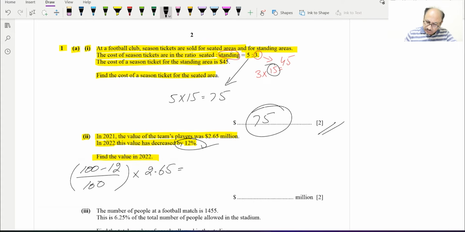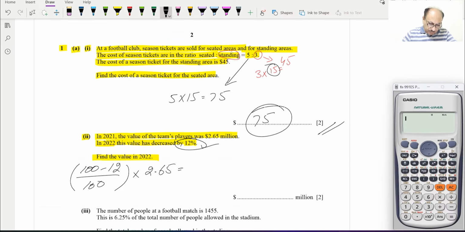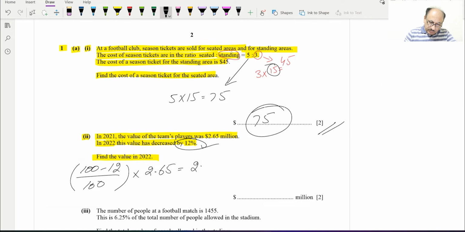So our answer will be in millions. So this will be 100 minus 12, over 100, multiplied by 2.65, and this is equal to 2.332 million. 2.332 million, which we can write over here. This is the answer for 2 marks.